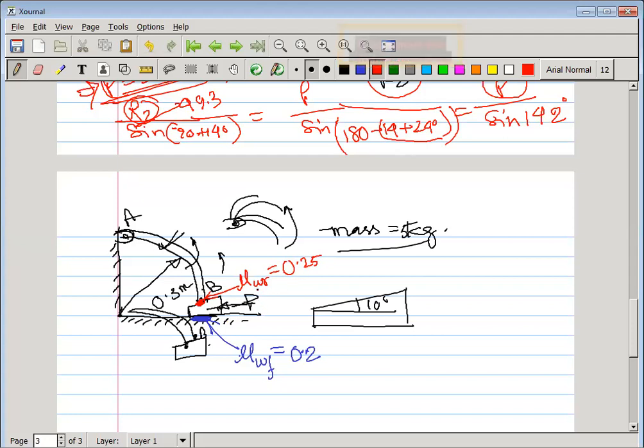So this is the wedge and rod, the coefficient of friction between wedge and rod. This is the coefficient of friction between the wedge and floor. So if it is, then what do you have to find out? Find out the minimum value of P.